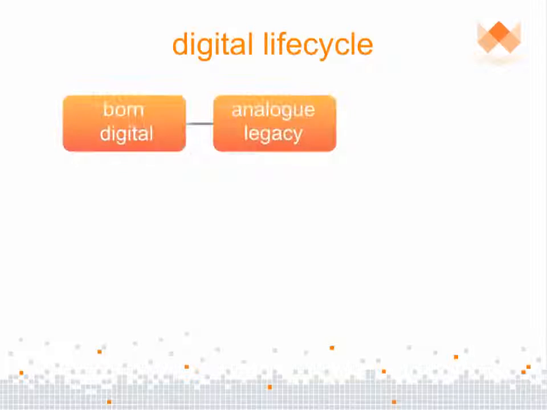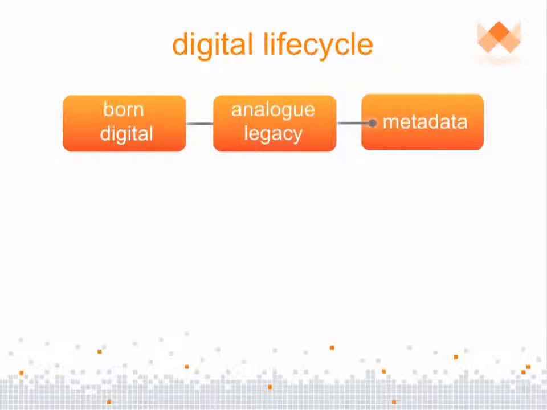So the digital lifecycle starts with three main areas of data production. Those are born digital objects which have been produced originally in the digital domain or repurposed from a previously existing digital object. The second type are analog legacy materials, be they analog videos or glass plate negatives or tapes, audio tapes, which are part of a digitization project.